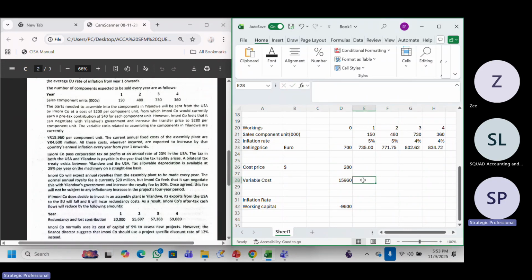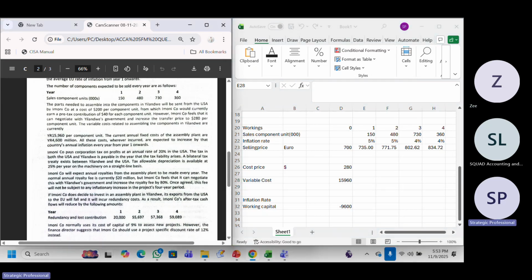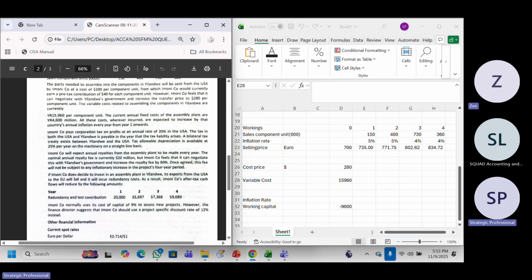15,960. Let's do that. Now, say the current annual fixed cost of the plants is 4,600. The annual fixed cost, right? Let's keep that one too. This one is in what? It's in YR. Let's note that.